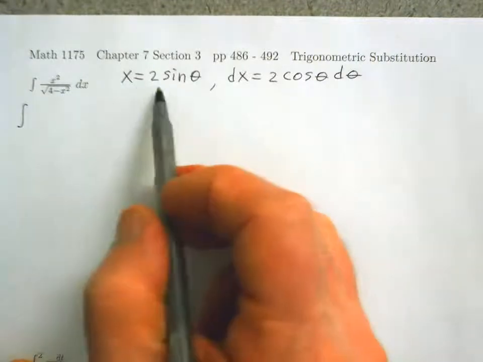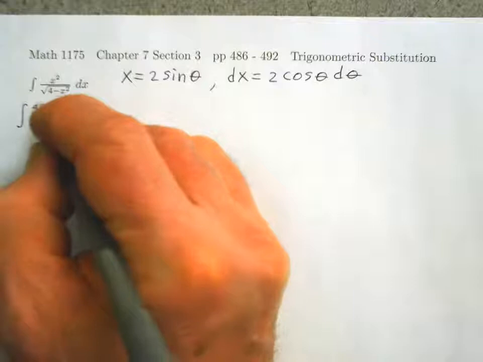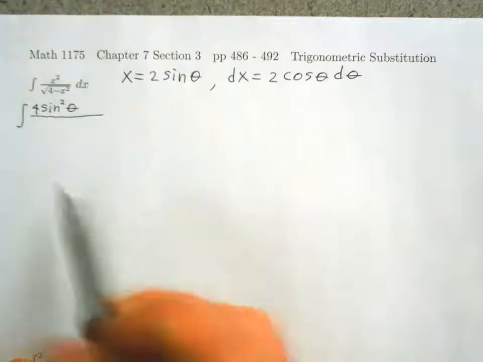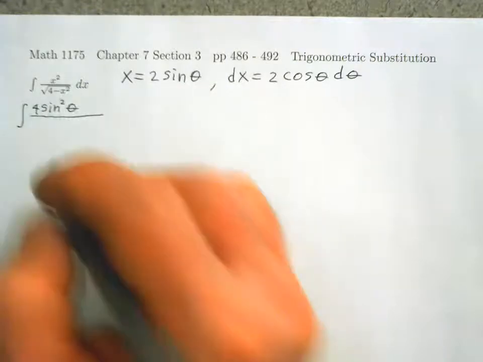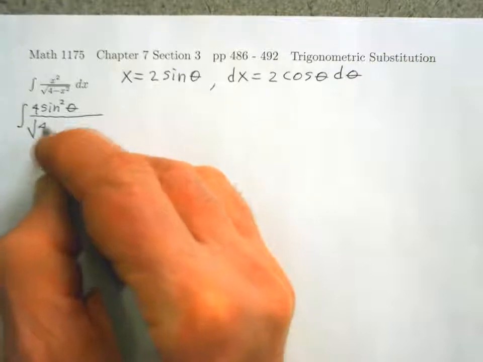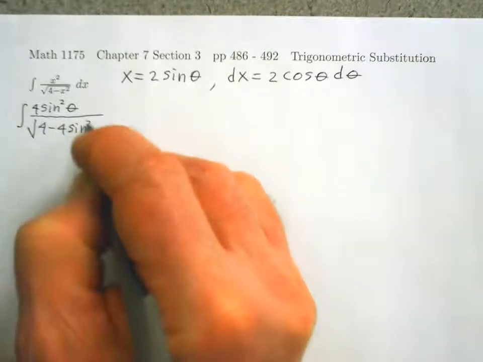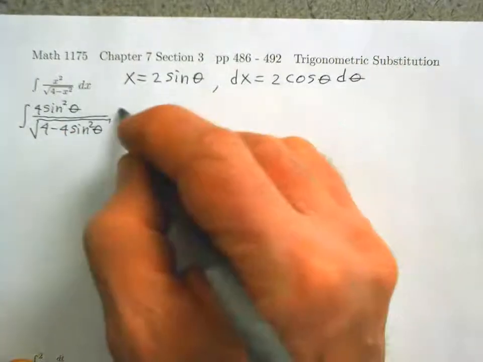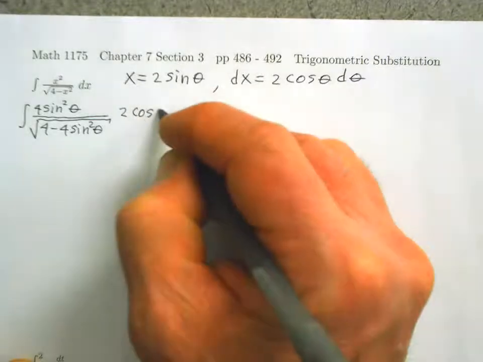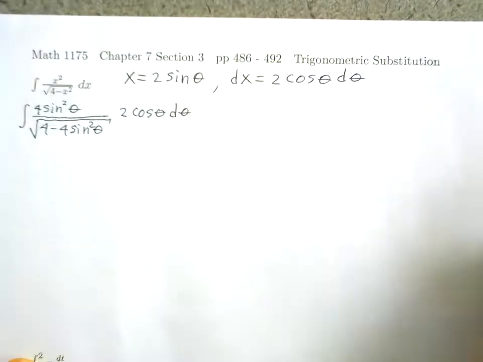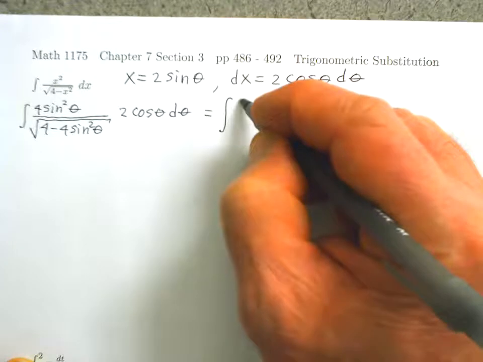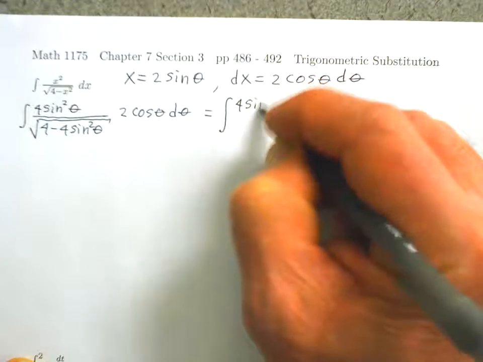So in the numerator, we're squaring 2 times sine of theta, so we're going to get 4 times sine of theta squared. And in the denominator, the square root of 4 minus x squared becomes the square root of 4 minus 4 times sine of theta squared. And don't forget dx. dx is 2 times cosine of theta d theta. Okay, in the numerator we'll just keep the 4 times sine of theta squared there.